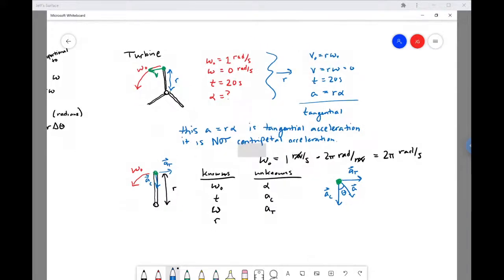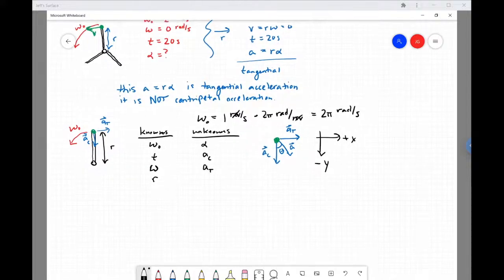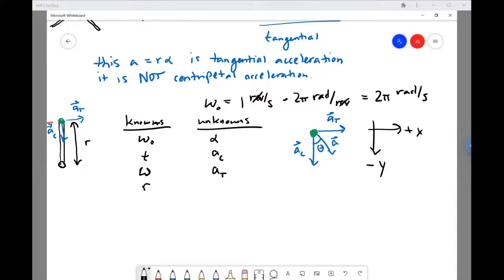So to figure this out, to figure out what these a's are, figure out what the total a is, and this angle, we've got to figure out what AT and AC are. They're kind of like, if you imagine this projected on coordinate axes in this moment of time, it's like having an x component and a y component, AT and AC. So if you find AT and AC, you can find the total acceleration A.